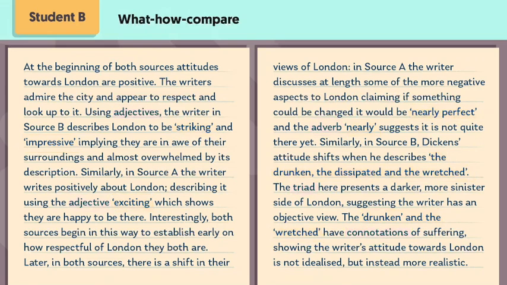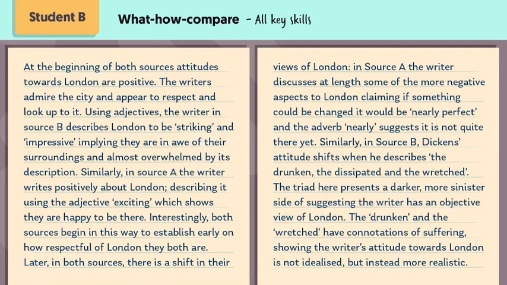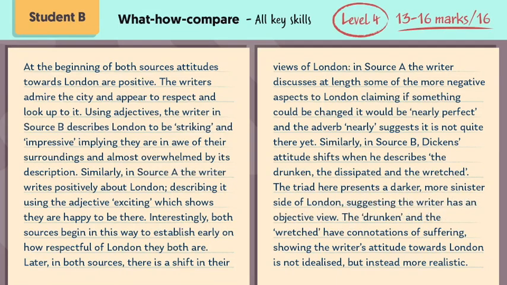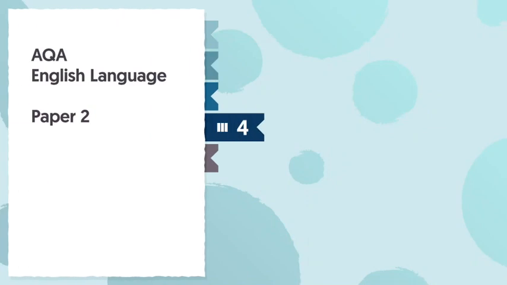The answer and each of the paragraphs follow the what, how, compare pattern, which ensures coverage of all key skills. So this response would be placed in level 4, which is between 13 and 16 marks out of 16. Hopefully you can see the difference between the 2 responses. To finish up, let's recap what you need to do to be successful at Paper 2, Question 4.